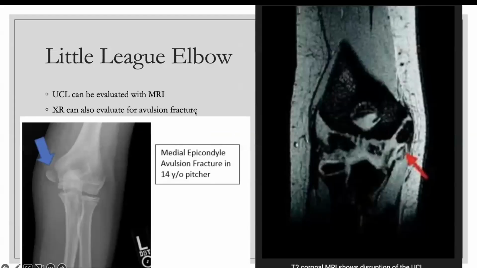When we're considering the other two things in our differential for apophysitis, we'll notice the stark difference in the avulsion fracture on radiograph here. And then on the MRI, you're going to see more disruption of the UCL on the T2 image here.